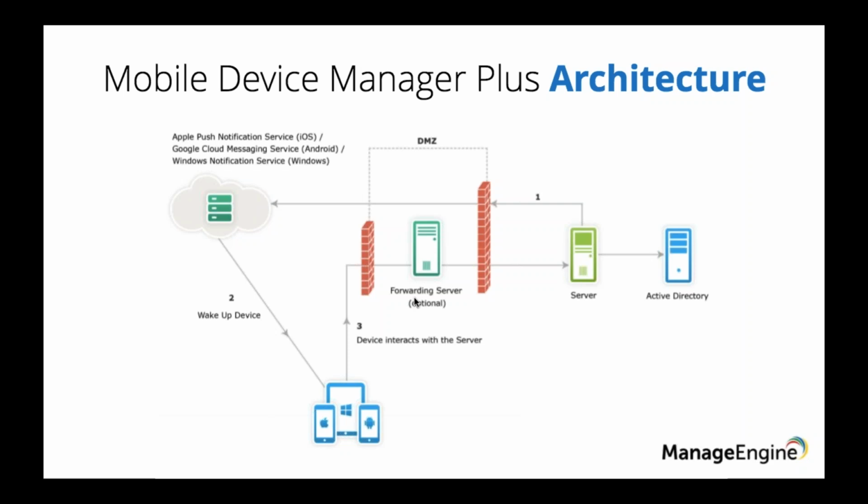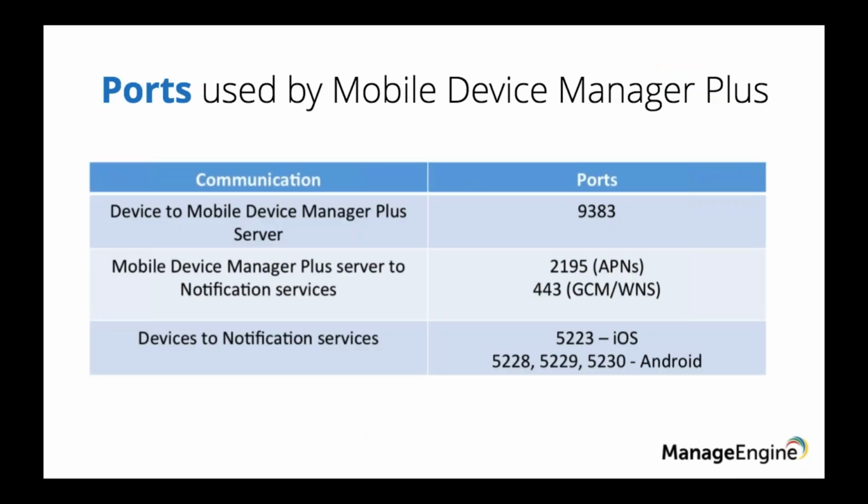If you're using the cloud version of Mobile Device Manager Plus, you do not need to worry about any of these settings. For communication between the server and the devices, a few ports need to be opened. For communication between the devices and the Mobile Device Manager Plus server, the inbound port 9383 should be opened. For communication between the MDM server and the notification services, the outbound ports 2195 and 443 should be opened. Similarly, for communication between the devices and the notification services, these are the outbound ports that need to be opened. These ports need to be opened only if your devices are behind a firewall.